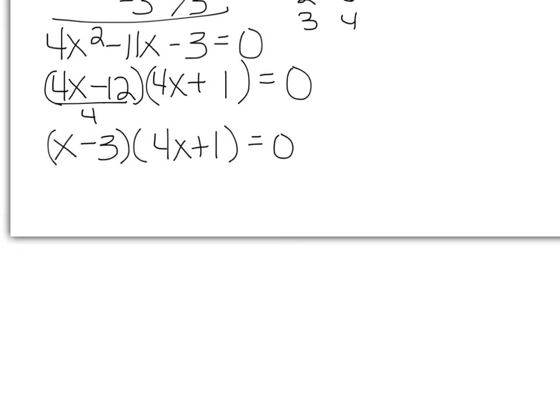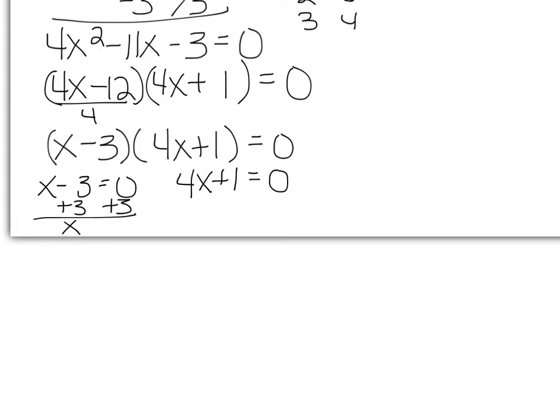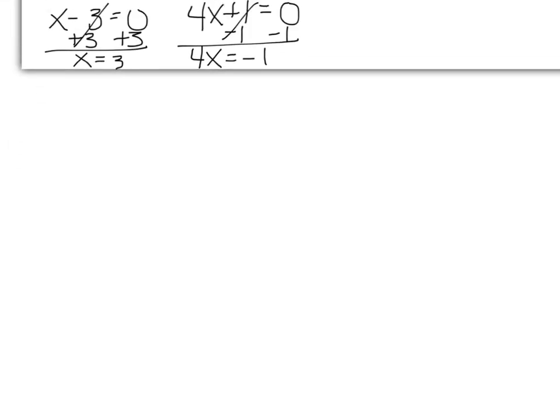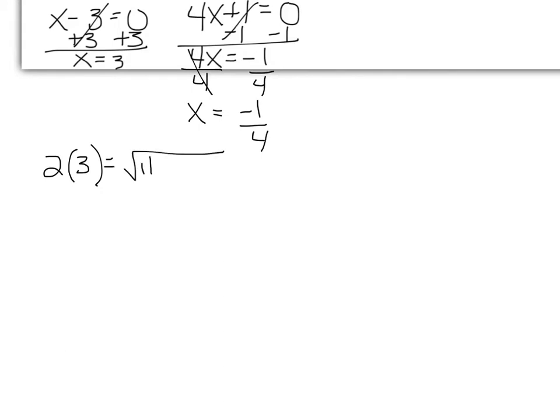And then you'll set each piece equal to 0. So x minus 3 equals 0, and 4x plus 1 equals 0. You're going to add 3 to both sides, and you'll get x equals 3. Subtract 1 from both sides, you get 4x equals negative 1. And then you're going to divide both sides by 4, leaving me x equals negative 1/4. Now you need to plug both of them back in to make sure that they work. So let's start with 3. So we had 2 times x, which is now 3, equals the square root of 11 times x, which is 3, plus 3.